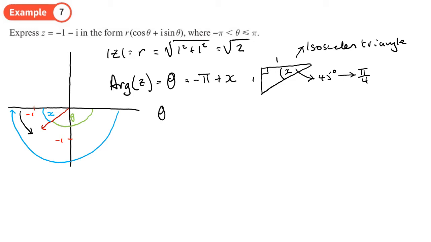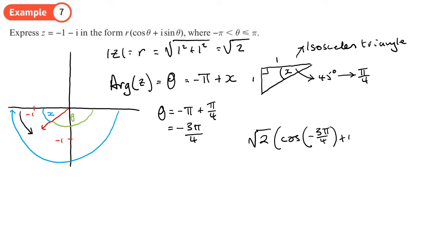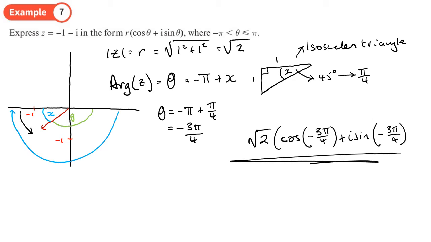So my argument is negative pi plus pi over 4, which is a bit like doing negative 1 plus a quarter. So it'll be negative 3 pi over 4. So the final answer is root 2 outside the bracket, and in the bracket cos of negative 3 pi over 4. Because it's a negative number, we want to put it in brackets, plus i sine of negative 3 pi over 4. Done.